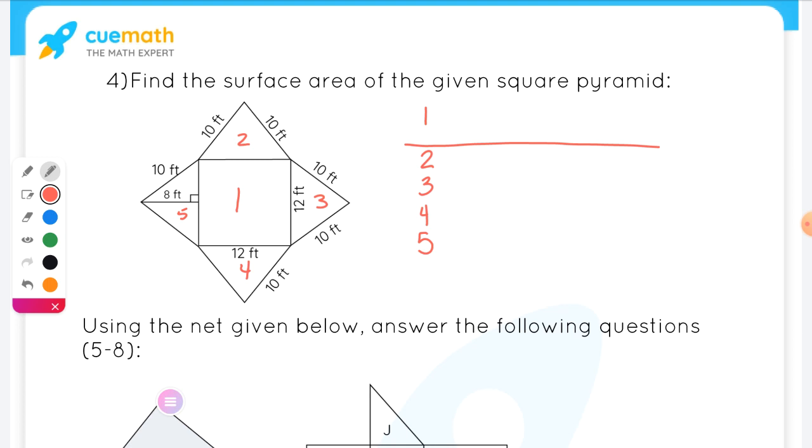Finley, what's my formula for area of a square? A equals side squared. What is the side length of that middle square, Finley?